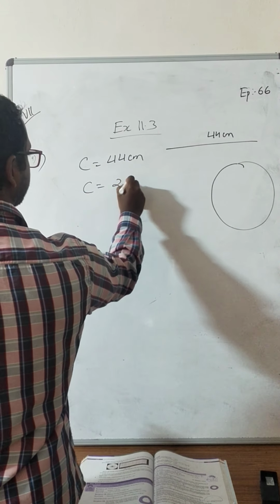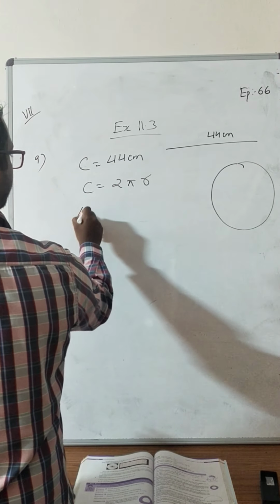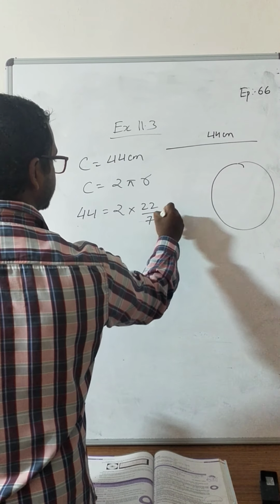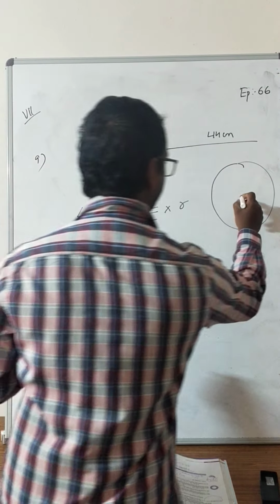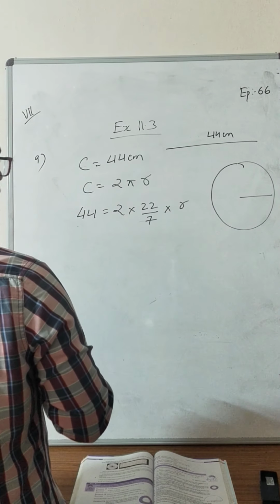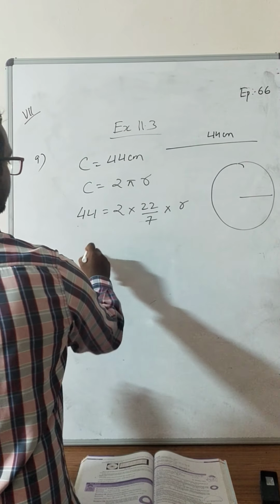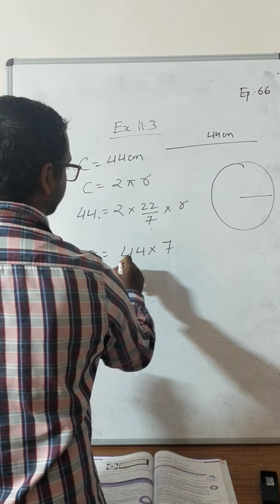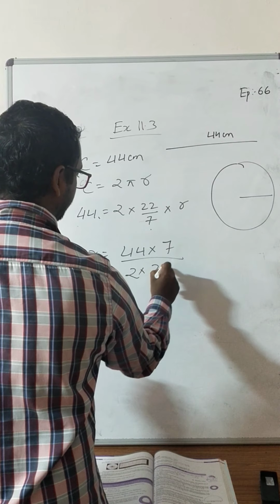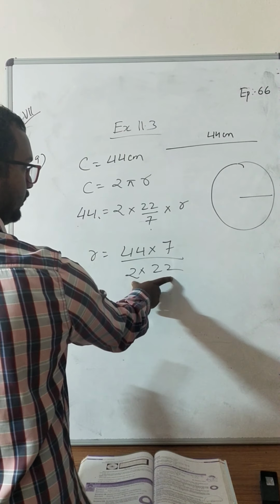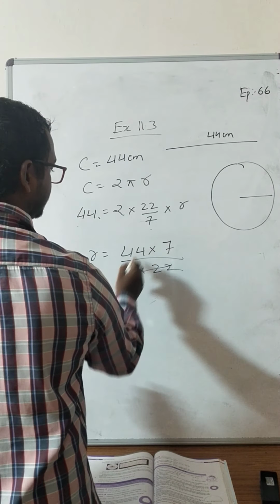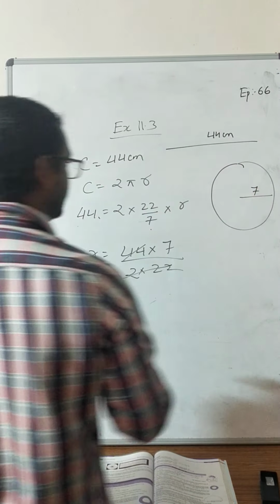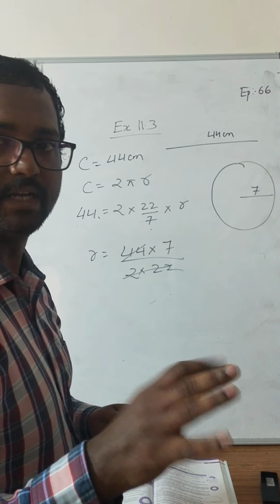We know the formula of circumference of circle, which is 2 pi r, which means 44 is equal to 2 into 22 by 7 into radius. So we have to find the radius. And so here r is equal to 44 into 7 over 2 into 22. 2 into 22 is 44. This 44 will get cancelled. We will get r as 7 centimeter. The first job is done, which is to find the radius, which is 7 centimeter.